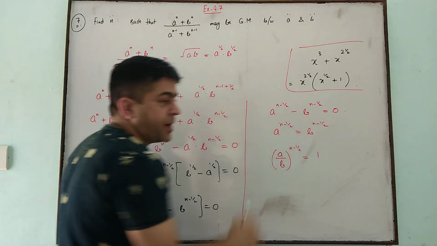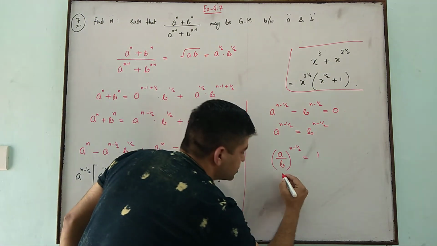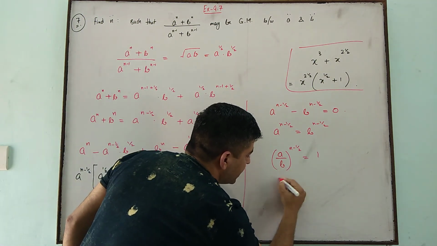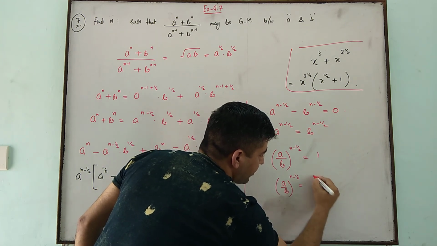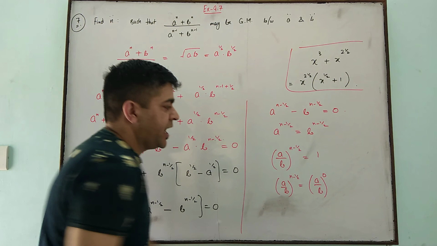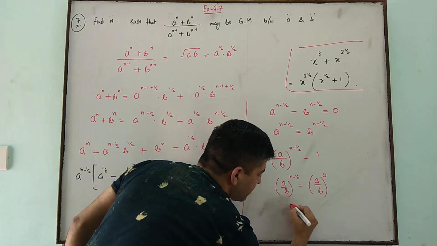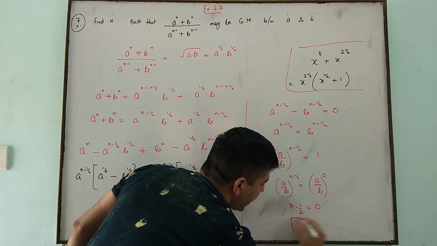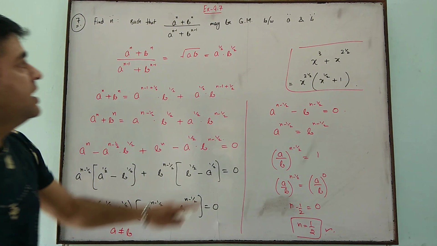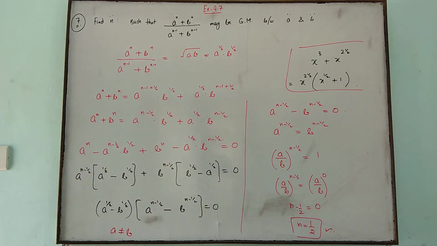To find the power, we need to make its base same. Its base must be same. So a upon b power n minus 1 by 2 is equal to, we can write 1 as a upon b to the power 0, any number to the power 0. So base is same, now power will be same. So n minus half is 0. We get n is equal to 1 by 2. And that is what we needed to find, the value of n, if this is the geometric mean between two numbers. Just note it down.